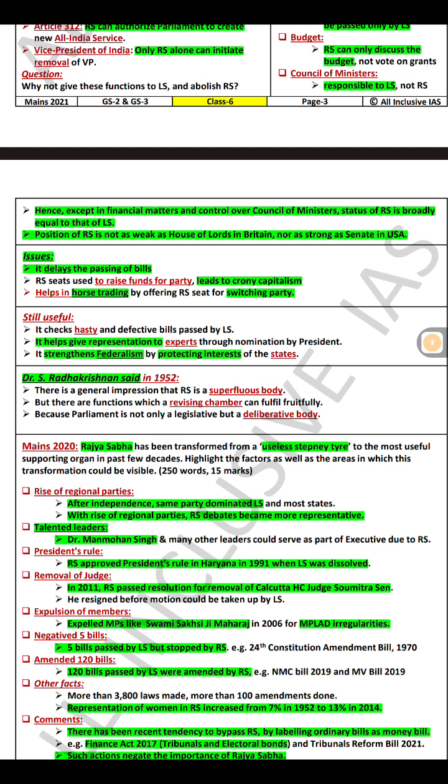Issues: it delays the passing of bill. Rajya Sabha seats are used to raise funds for party, which leads to crony capitalism. It helps in horse trading by offering Rajya Sabha seat for switching parties.